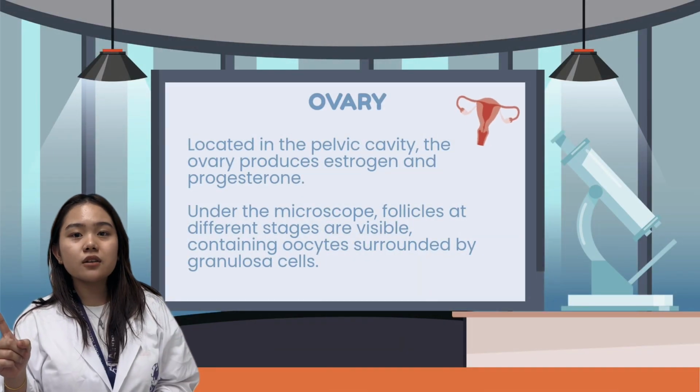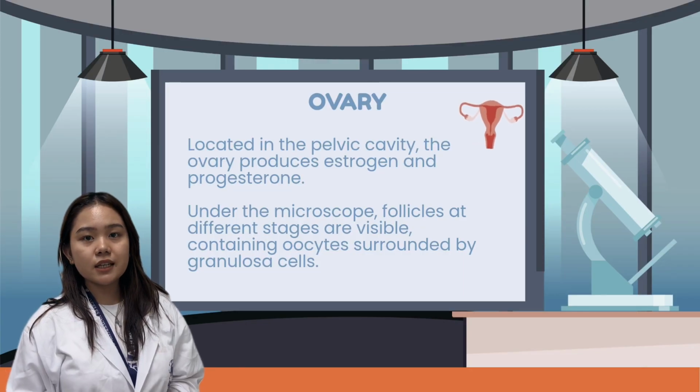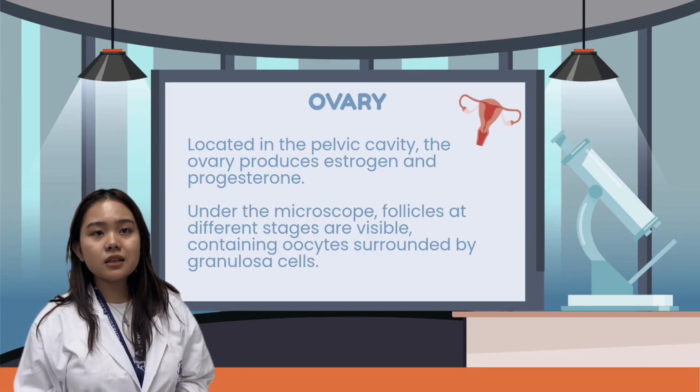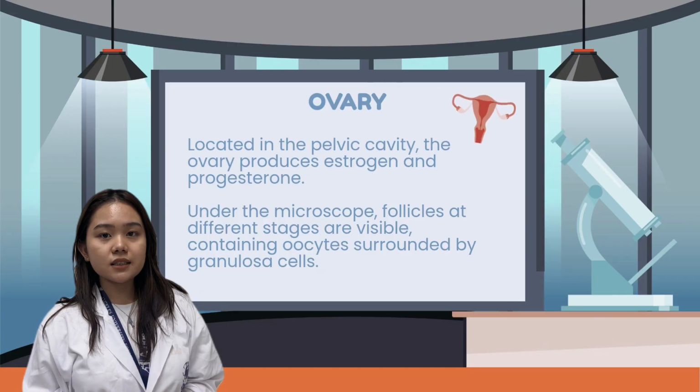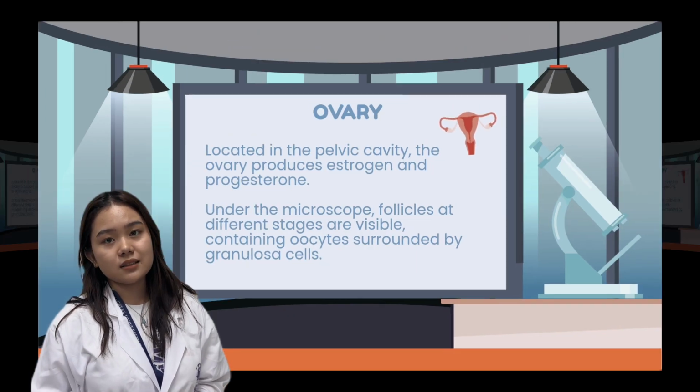First, we look at the ovary. Located in the pelvic cavity, the ovary produces estrogen and progesterone. Under the microscope, follicles at different stages are visible, containing oocytes surrounded by granulosa cells.